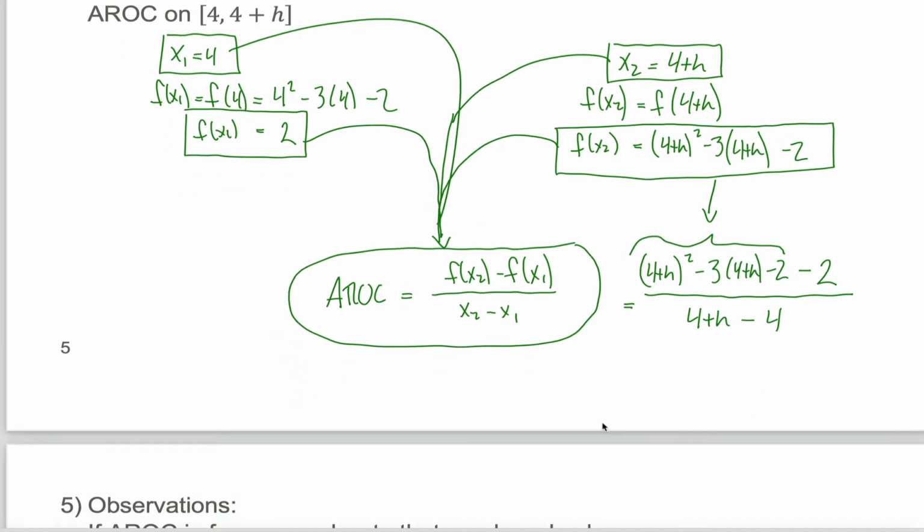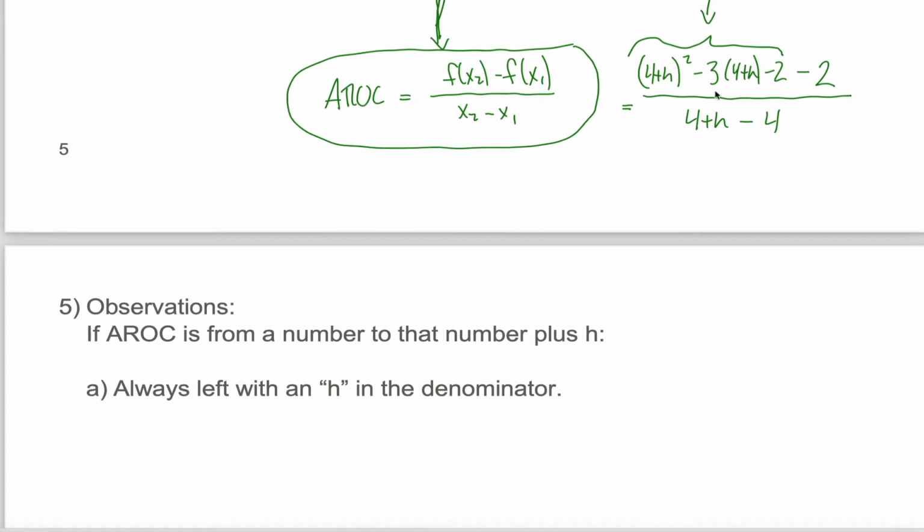Before I end this video, I want to make a couple comments on this answer. This expression simplifies really nicely. I'm not going to simplify the top just yet, but note that in the bottom, I have 4 and minus 4. Those can cancel out, and I'm left with just an h. And that's not a coincidence.